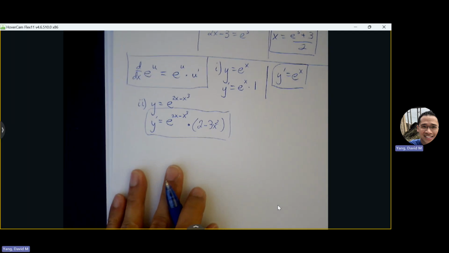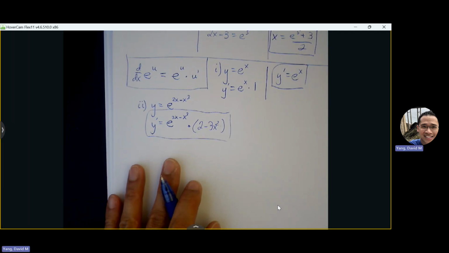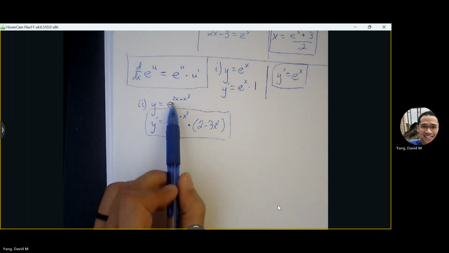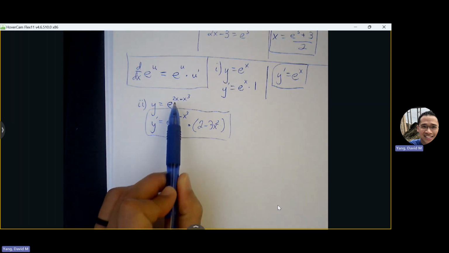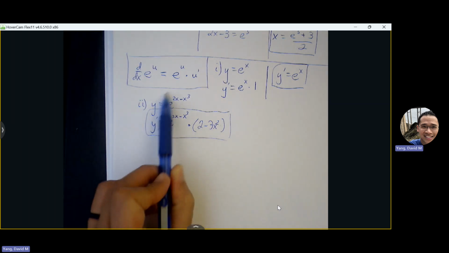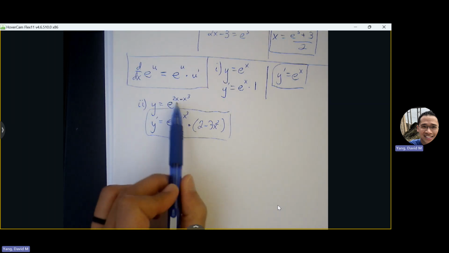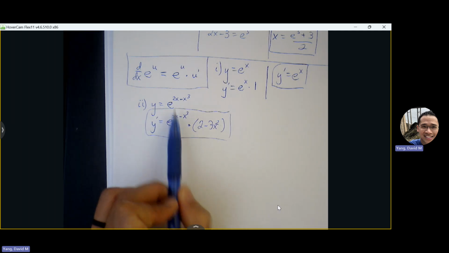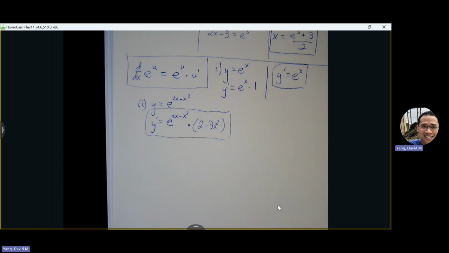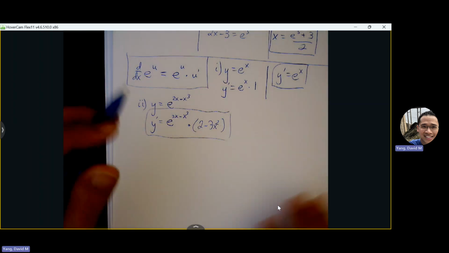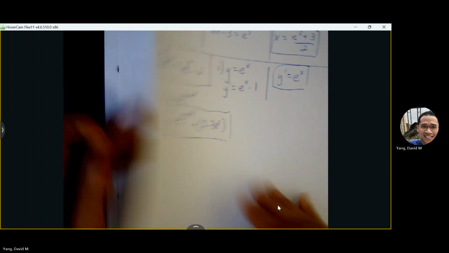So really, we just have to worry about the exponent's derivative. But the nice thing about e to the u is it's basically just itself, right? If you just copy down the exact same problem, you basically have most of the derivative. Okay, example 3 gets a little bit more involved.